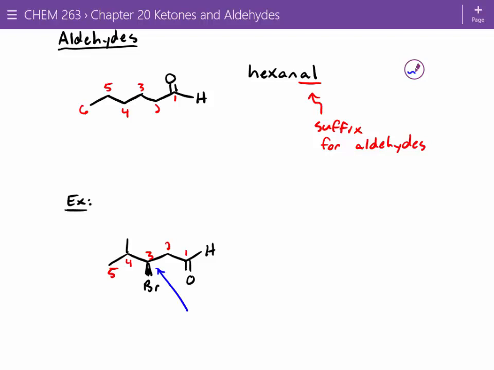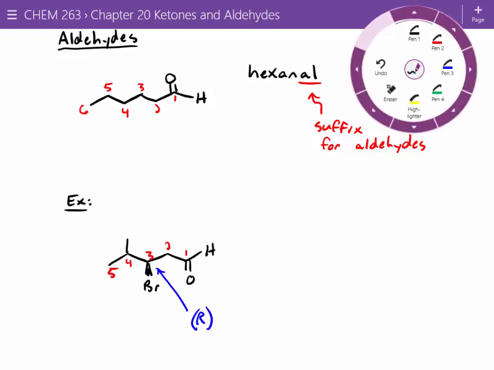Oh man, there's a lot of debate going on between R and S. It's R. It should be R. Well, R, that's what I meant. Because bromine's priority 1. If we go between carbon 2 and carbon 4, carbon 4 is bonded to 2 carbons, so that's higher priority than carbon 2. We're going clockwise around with the lowest priority pointing back, so that would be R.